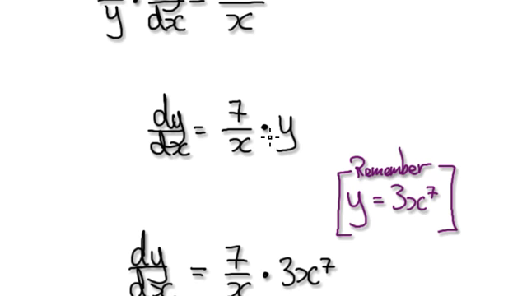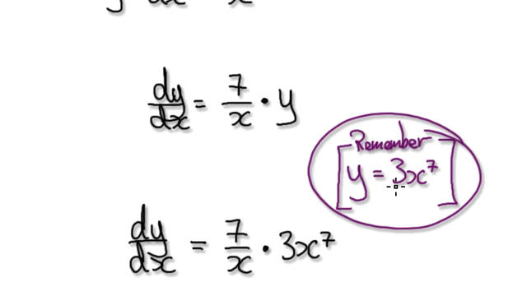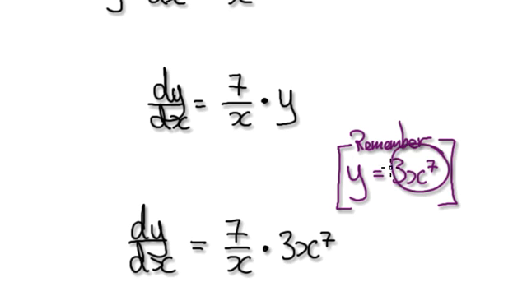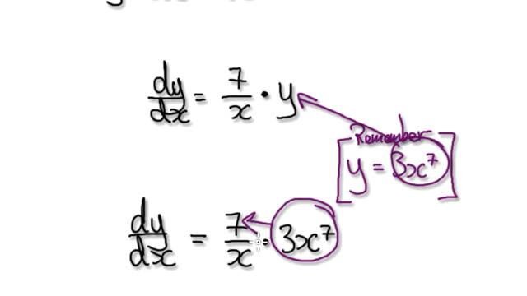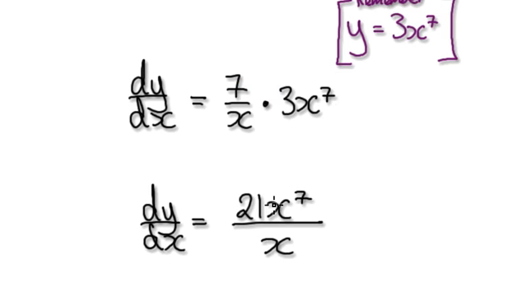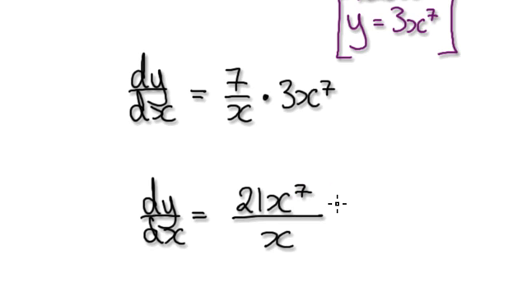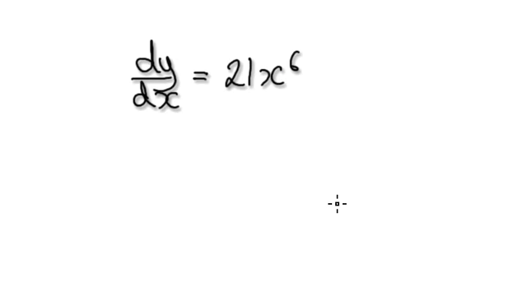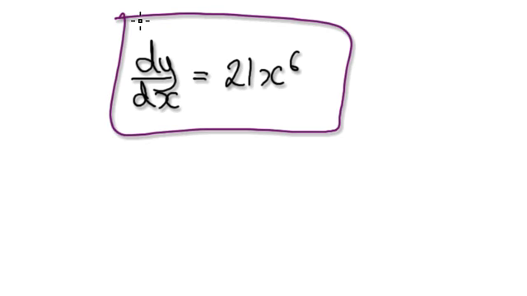And remember that y is 3x to the power 7. So now put this into this thing here. Basically this thing gets multiplied to the top, and that will then give you 21x to the power 7 over x. And again, because of this x here, this thing gets minus by 1. So that's why you always get minus by 1. So overall the answer will be this.